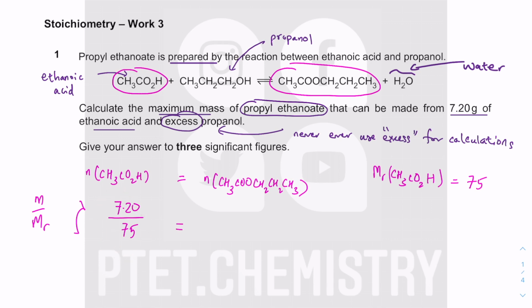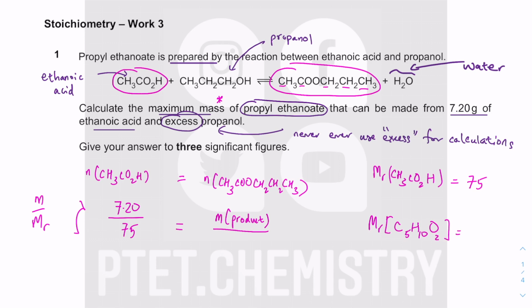I want the actual mass of the product, so I will have the mass of the propyl ethanoate, the product, over the MR of that thing there. If I work out the molecular formula, I have 5 carbon. For hydrogen, I have 10. So C5H10, and there are 2 oxygen.